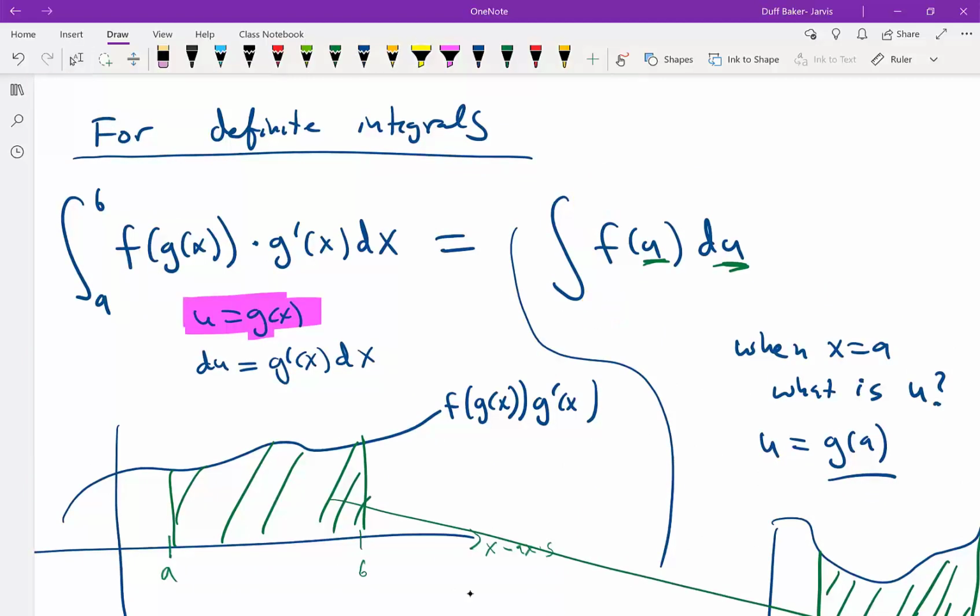Okay, so the moral of the story here was that if you're doing this for definite integrals and you want to keep your bounds, well, I'll show you another way of doing it as well, but you somehow have to account for the fact that the bounds have changed. And what you do is you apply your substitution to the bounds. Okay, so let's see this in action.